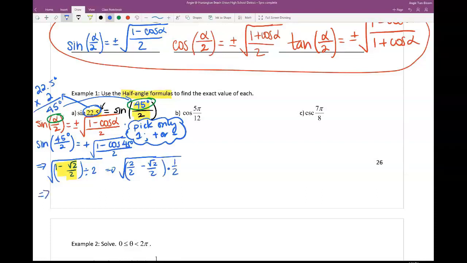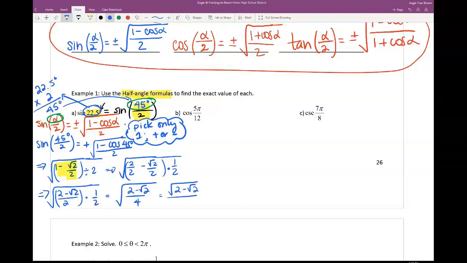And simplify some more. Now under the radical, I can put it over 2 like this. So this is 2 minus radical 2 on the top times 1/2. Well, this is really then 2 minus radical 2 all over 4. What's the square root of 4 on the bottom? On the top, there's not much you can do. You have to leave it exactly like this: 2 minus radical 2, because you can't simplify out the top. But on the bottom, I should write that 4. And then I'm going to simplify one more step.